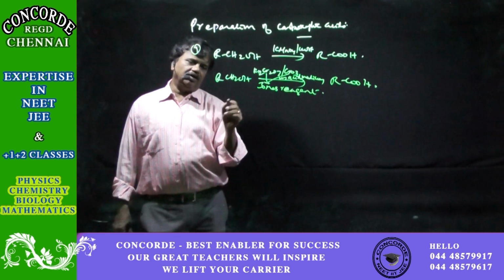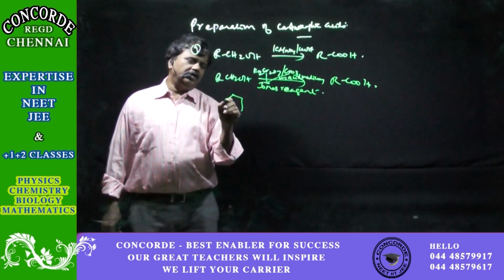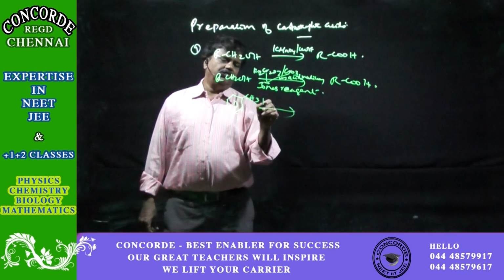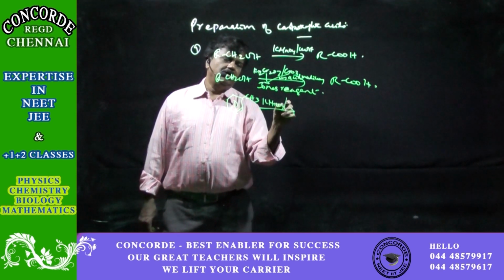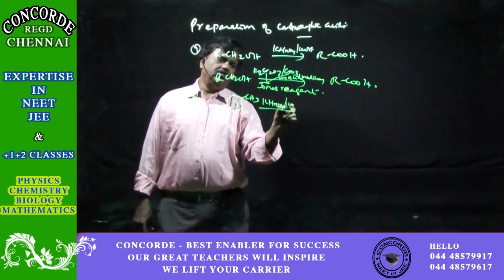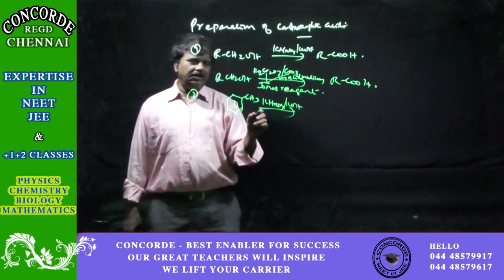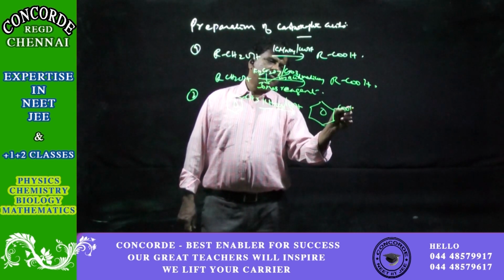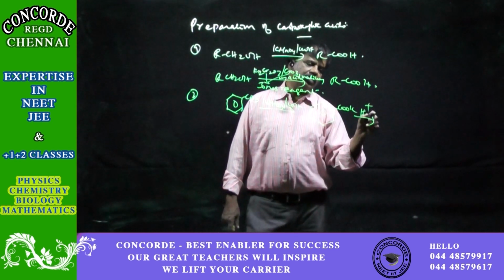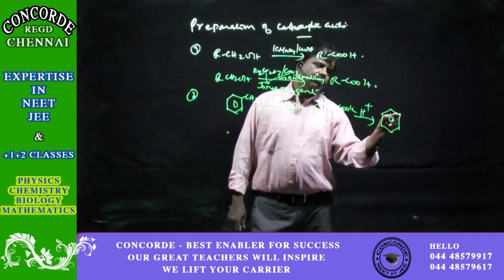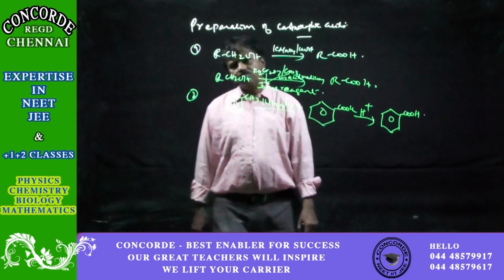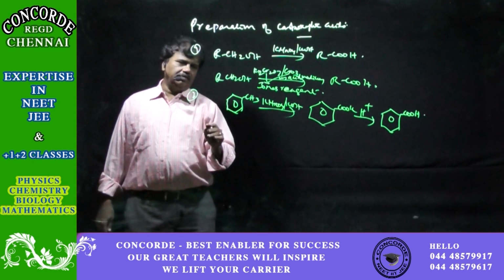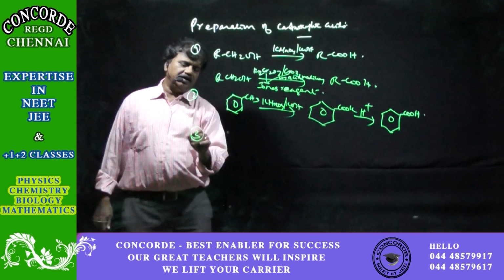In case it is an aromatic alcohol, it has to undergo vigorous oxidation in the presence of KMnO4 and KOH, that is alkaline KMnO4, vigorous oxidation. This gives COOK, which on further treatment with acid gives the acid. So this is for aromatic carboxylic acids like benzoic acid.